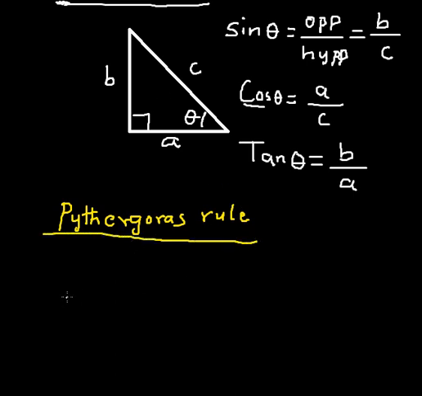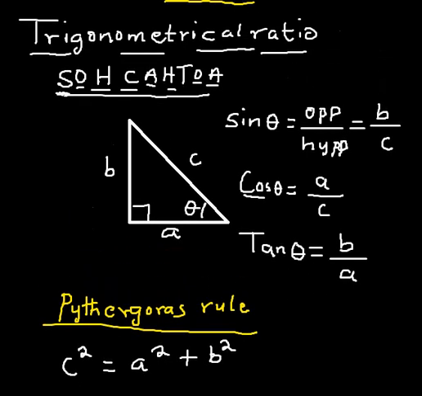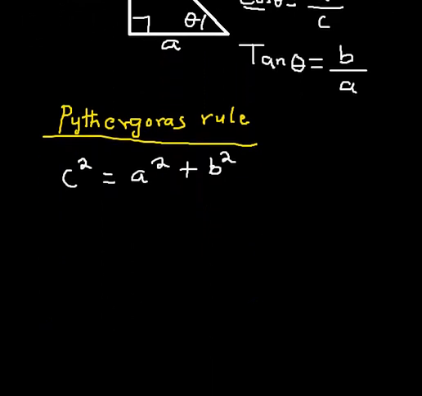So according to Pythagoras rule, the longest side, which is the hypotenuse: the square of the hypotenuse is equal to the square of the adjacent plus the square of the opposite. C square is equal to A square plus B square. This is Pythagoras rule. Please take note of this. I'm going to introduce an example so that this will make sense. Let's look at an example.